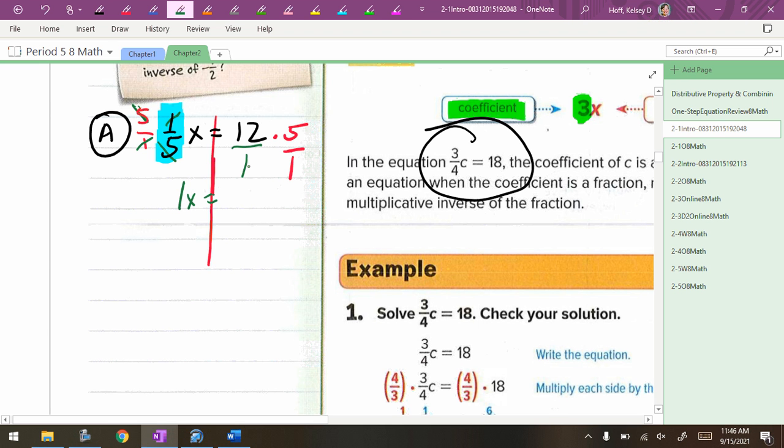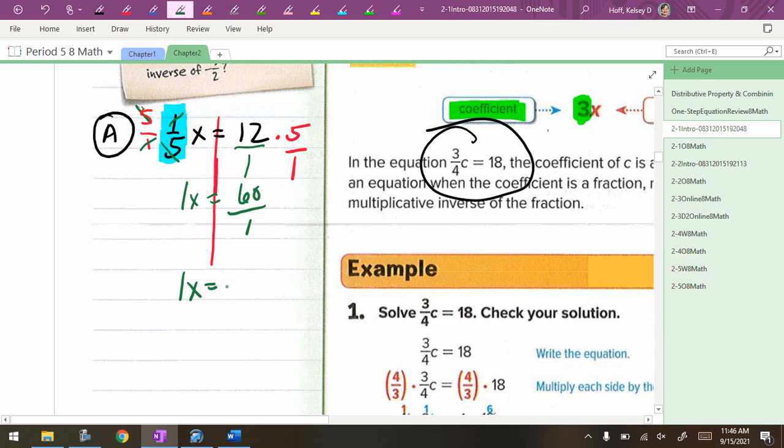Easy, Miss Huff. Anything in the numerator that can simplify with anything in the denominator? No. So we multiply across. 12 times 5 is 60. 1 times 1 is 1. 60 divided by 1 is 60. Okay. Not terrible. Let's do another one.